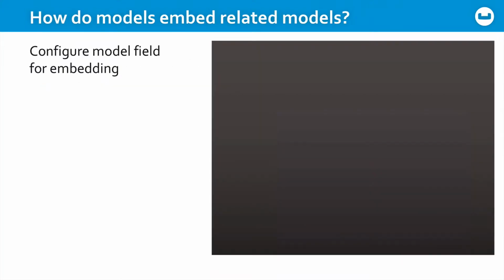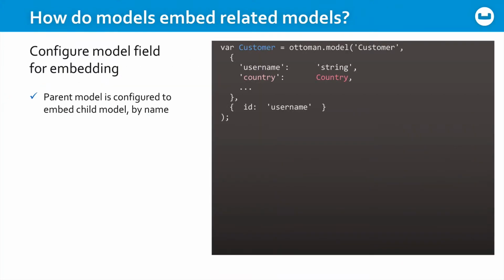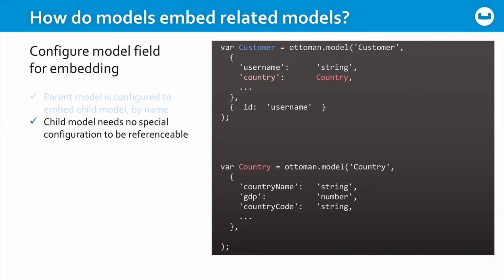So let's look a bit further at how we do this. If you want to assign an embedded model to a parent model, you assign it by reference to the child model's name directly, not described as a reference. The child model doesn't need any special configuration to be referenceable.